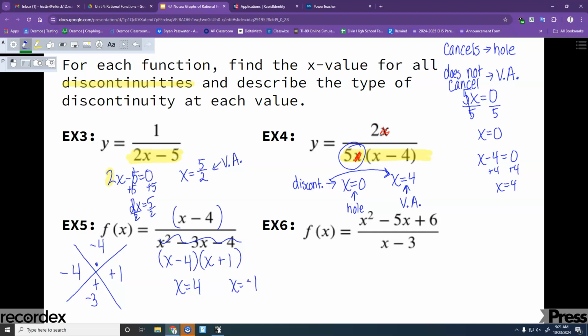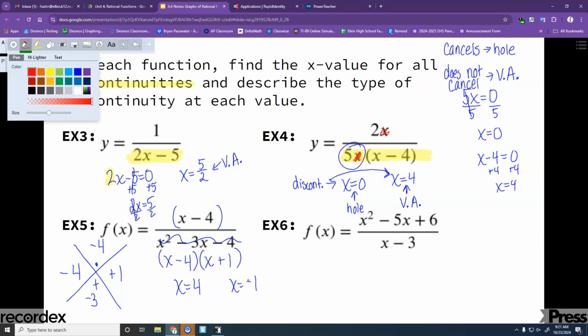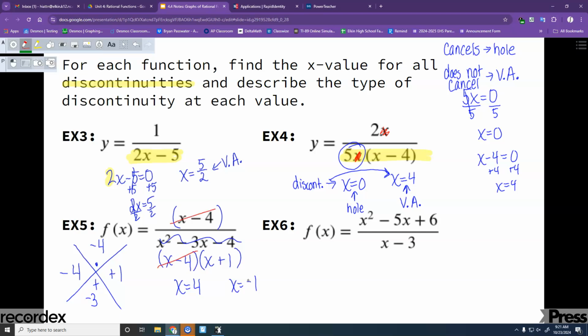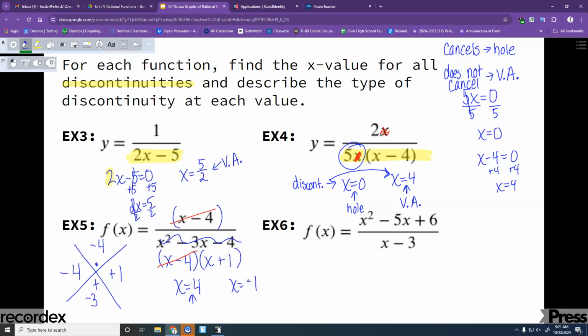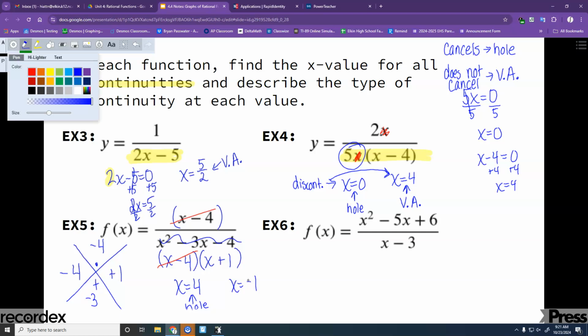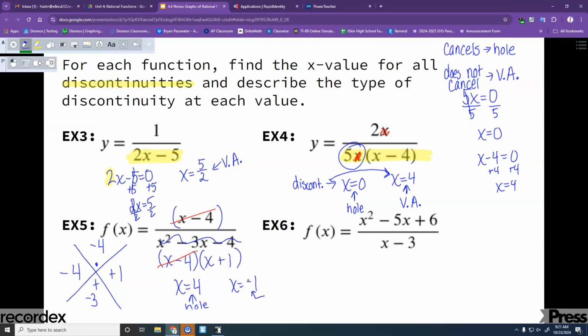Will anything cancel? The x minus 4s cancel. So when I have it cancel, what does it tell me? There's a discontinuity there. What kind? A hole. Right? So I've got a hole whenever it cancels. But over here, does my x plus 1 cancel? No, so what do I have there? What does VA stand for? Vertical asymptote.